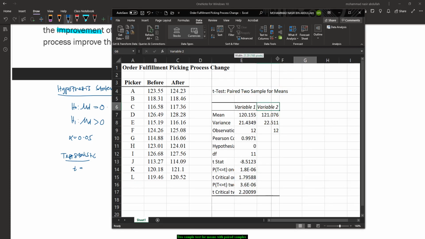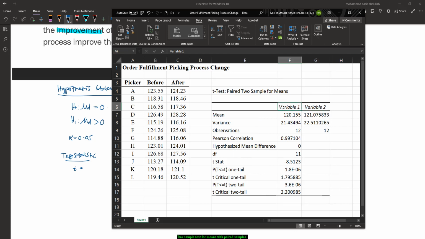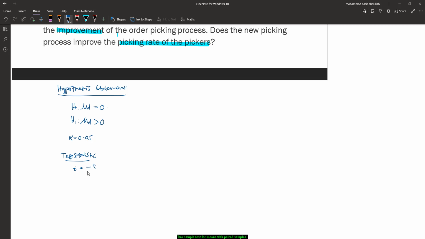Now Excel has given us the statistics. Variable 1 is for before and variable 2 is for after. We have the mean for before and after, and the variance for before and after. We have equal observations, 12 and 12. The Pearson correlation measures the relationship, but I'm not going to explain it here. We will look at it in the next chapter. The degrees of freedom is equal to 11, and the t statistic is equal to negative 8.513.